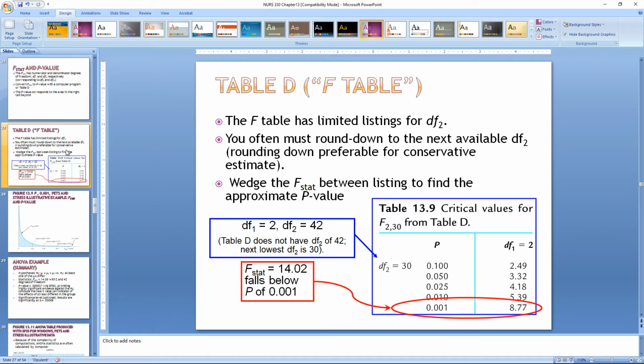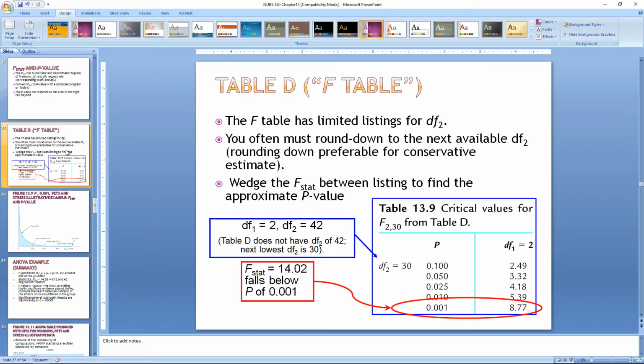So if you go to table D, our F table, remember the F table has limited listings for degrees of freedom 2. We can't list everything because there can be hundreds and thousands of them. So we do our best to have as many in there as possible, but on the left hand side, you notice after we get to 20, it goes from 20 to 30 to 50, 100, 1,000. Before that, it does have the degrees of freedom all within there.